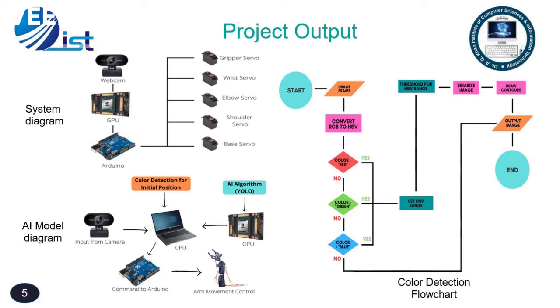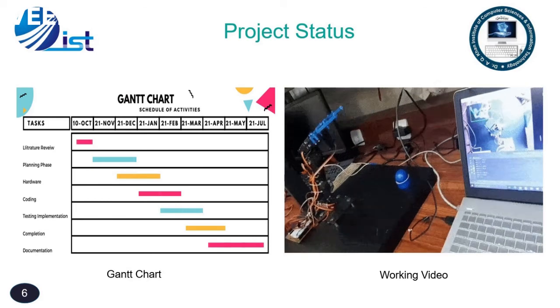The color detection flowchart consists of various steps. In the first step, we have converted RGB to HSV, and then the HSV ranges were set for the basic colors: red, green, and blue. Then the threshold for HSV ranges has been applied, and after that, the images are binarized and contours are drawn across the final image.